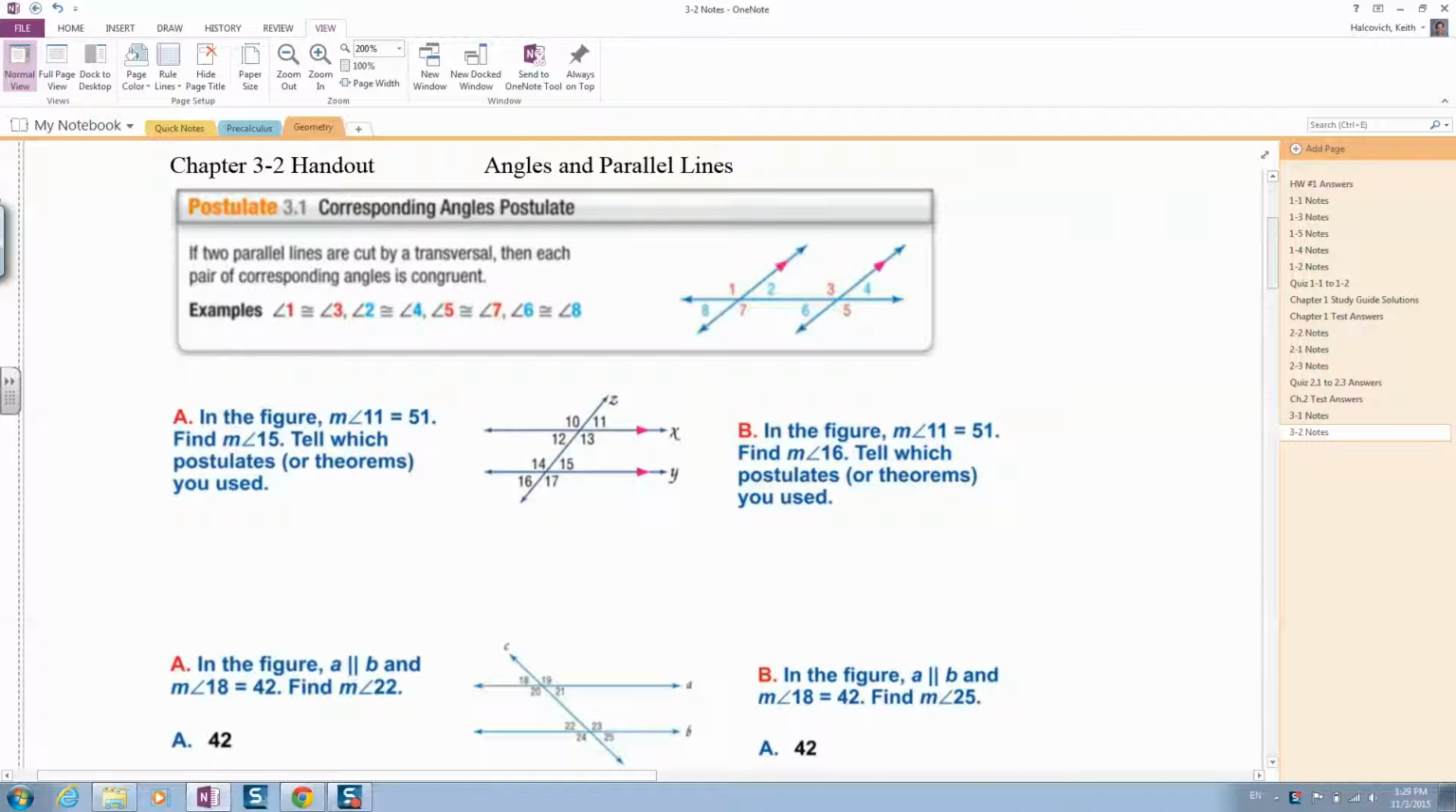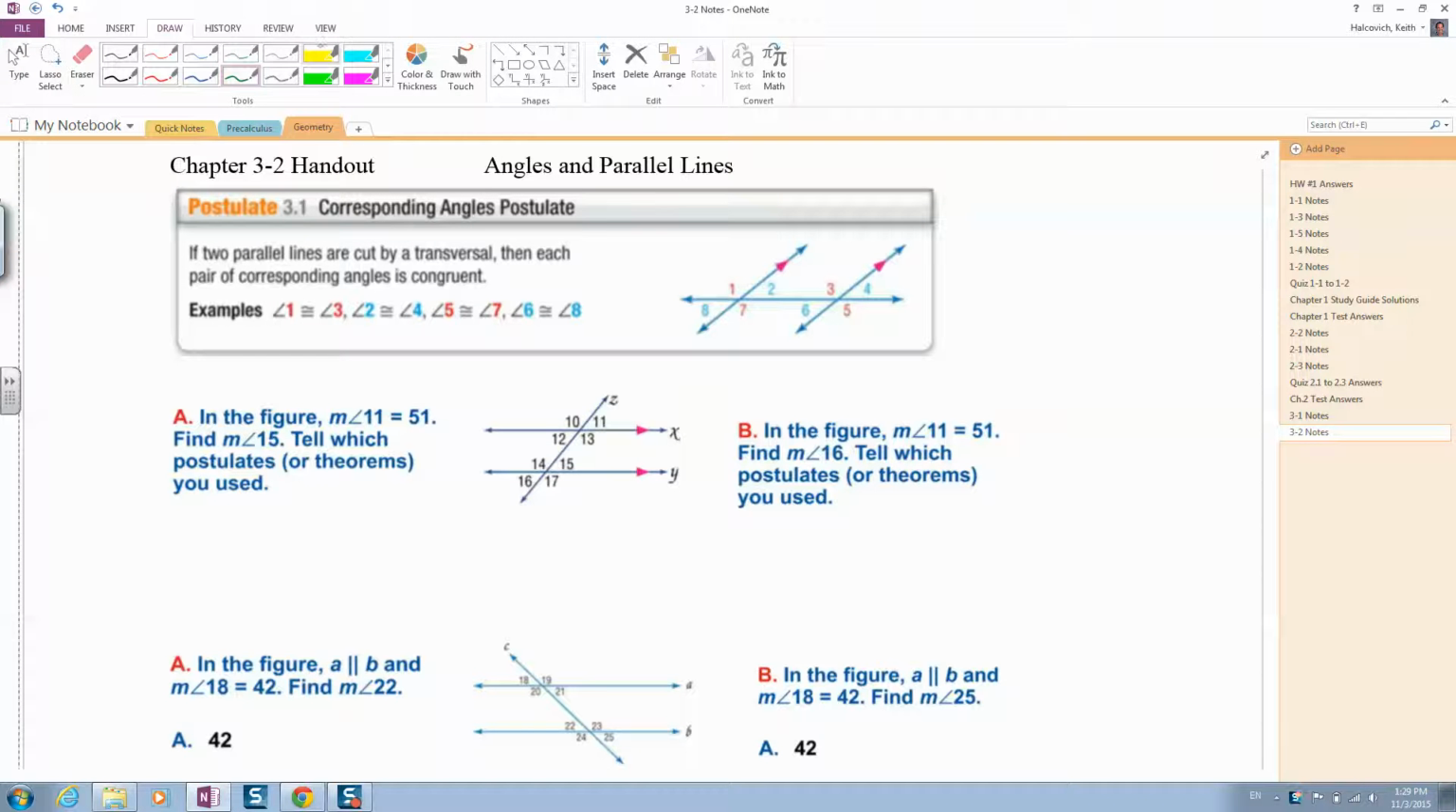The first concept that we have to discuss is the corresponding angles postulate. This basically means that if two parallel lines, keyword being parallel lines, are cut by a transversal, then the corresponding angles are congruent. So notice like 6 and 8, those are corresponding, they are congruent.